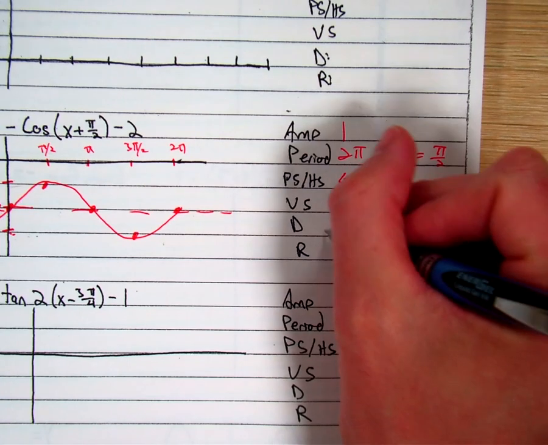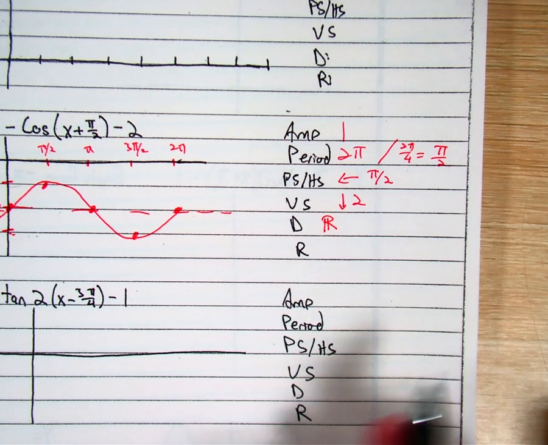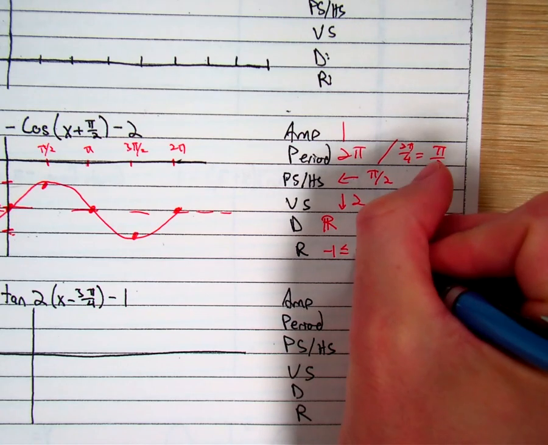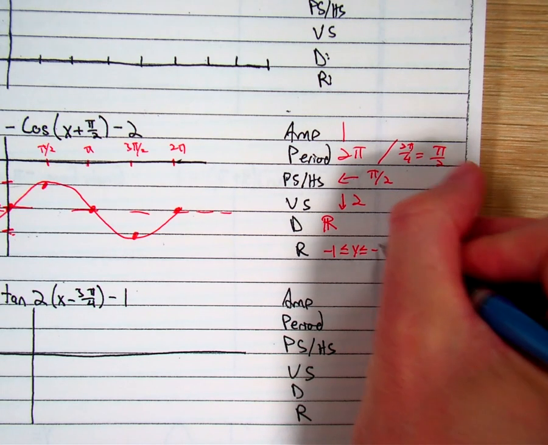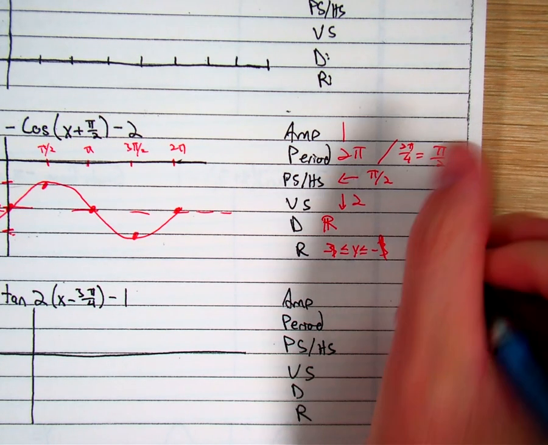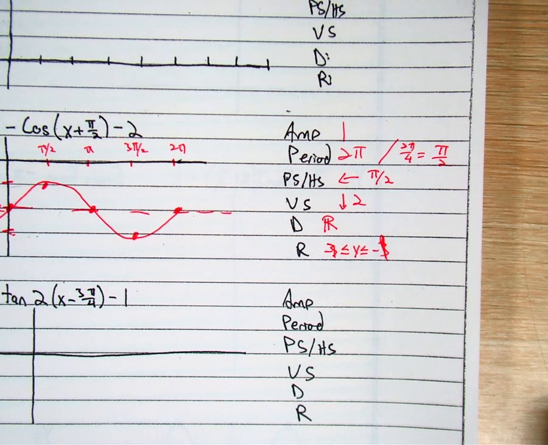Domain for cosine is going to be all real numbers. In our range, we're bouncing back and forth between negative 3 and negative 1.